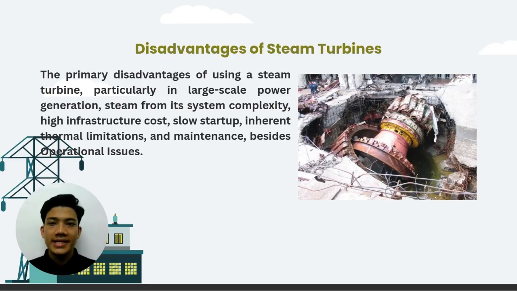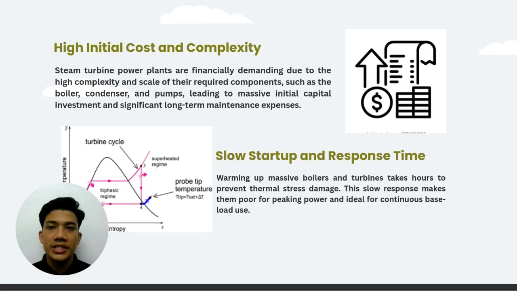Disadvantages of steam turbines. The primary disadvantages of using a steam turbine, particularly in large-scale power generation, stem from system complexity, high infrastructure costs, slow startup, inherent thermal limitations, and maintenance besides operational issues. The first part is high initial cost and complexity.